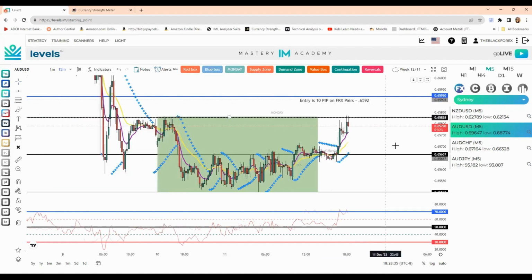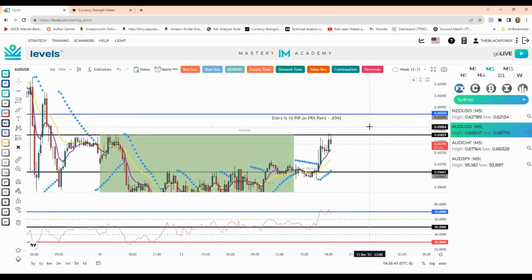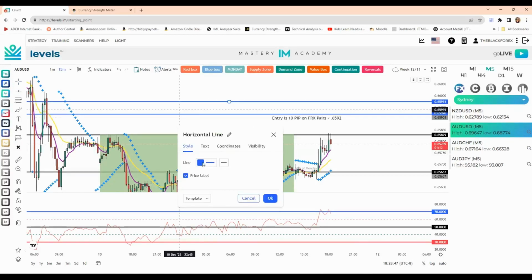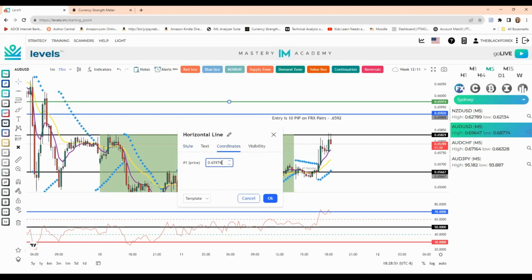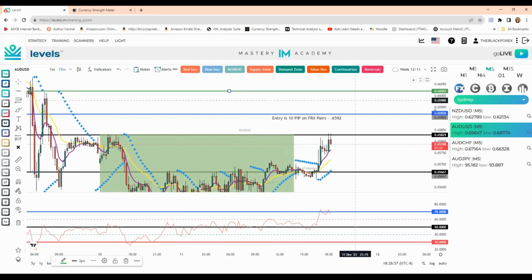What is our TP going to be? 6602. 6602 is correct. Okay, so I'm going to make that one green, and it's going to be 0.6602. We're only counting by tens. Does that look right to you all?